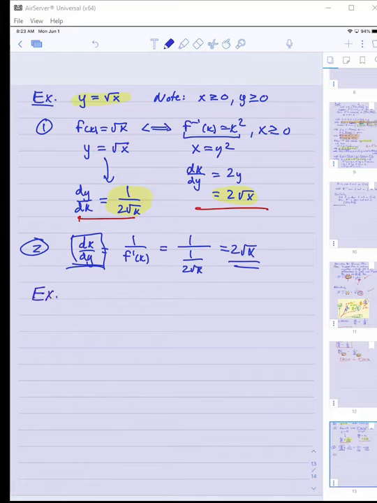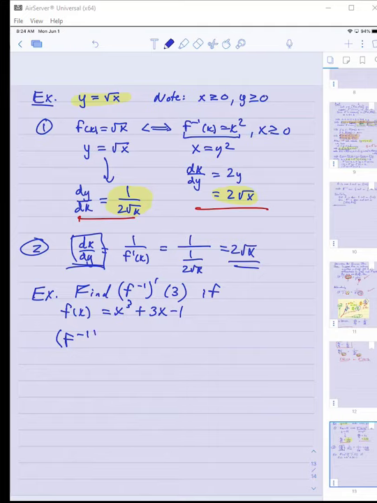Okay, let's do something with numbers. Here's a pretty standard problem. Let's find the derivative of the inverse function at 3 if f of x equals x cubed plus 3x minus 1. All right, if I'm looking for the derivative of the inverse function at 3, my derivative theorem says that that should be equal to the reciprocal of the derivative of f at some value. Okay, notice what that value should be.